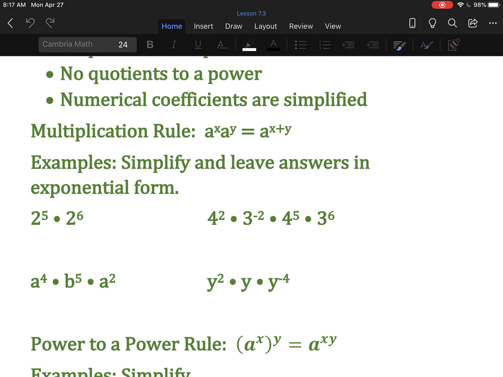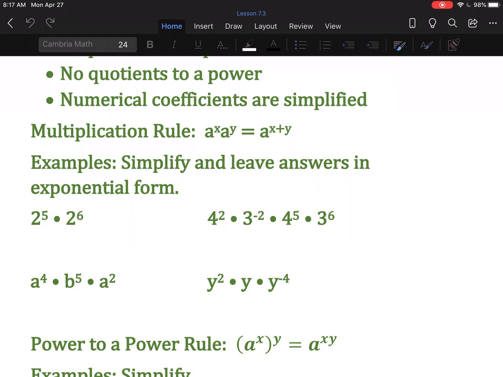Simplify and leave answers in exponential form. So if you see the added directive, leave answers in exponential form, that's saying you don't have to work out something like 2 to the 17th power, because that would be a very large number. If you just see simplify, you must work them out. If it says simplify and leave in exponential form, you don't have to work it out.